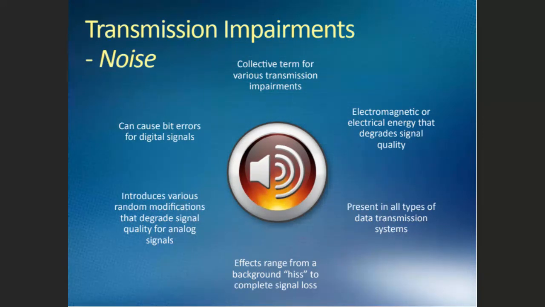We don't want this; it is the first enemy for telecommunication or for transmission: noise. Because it will reduce the quality. If the noise is high, the quality of your signal or of your transmission is low. So it introduces various random modifications that degrade signal quality for analog signals. This noise can cause my signal to go maybe higher than it's supposed to be, or maybe lower. So the receiver will not understand what he is receiving because of the noise. It is present in all types of data transmission systems.